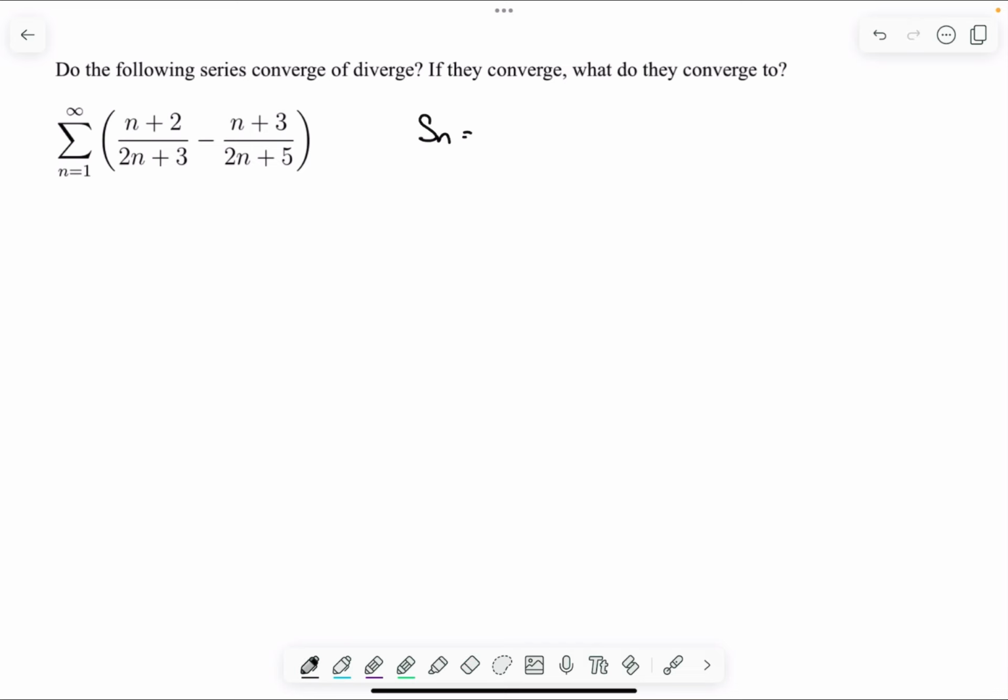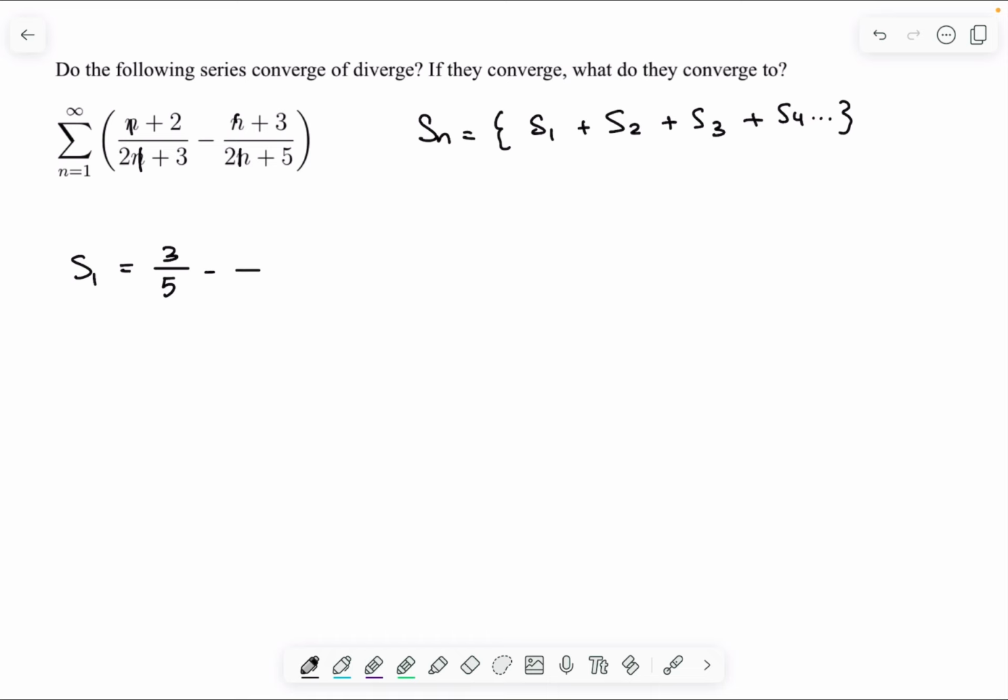Well, S of n is really just a sequence, and it's called a sequence of partial sums because it's just the sum up until 1, then the sum up until 2, then the sum up until 3, then the sum up until 4, and so on. So what I like to do is write them here on the side. S of 1 is literally just the sum up until n equals 1, meaning you plug in 1 here. So that's going to be 1 plus 2 is 3, and then 2 plus 3 is 5, minus 1 plus 3, 4, and then 2 plus 5 is 7.